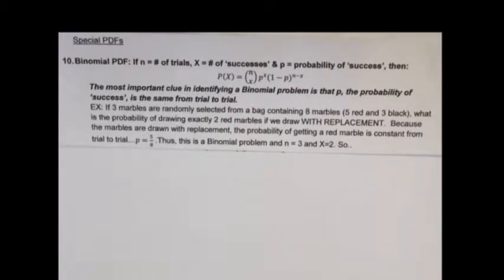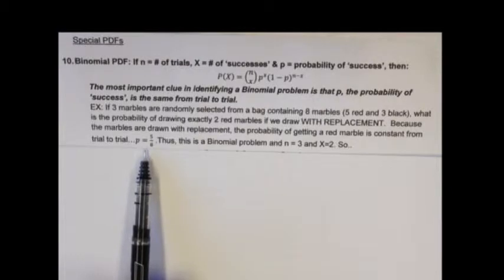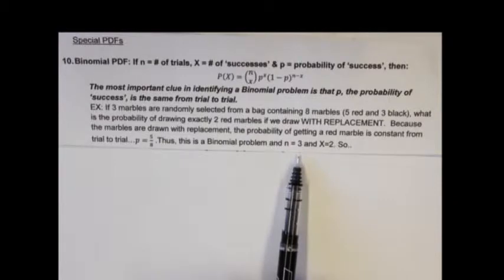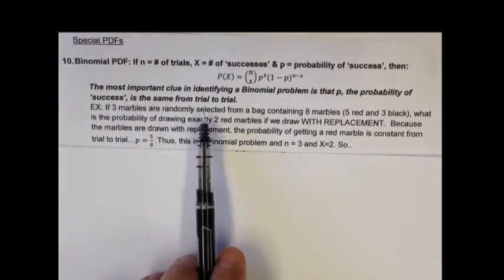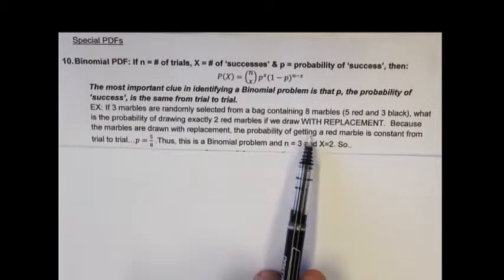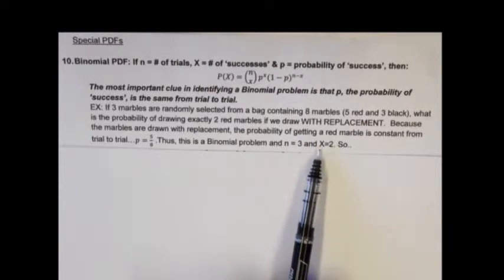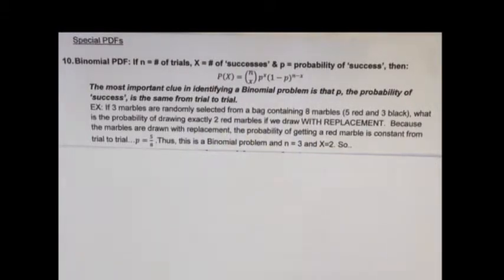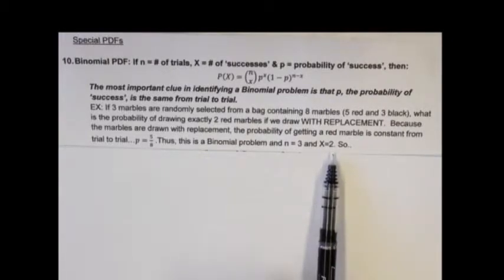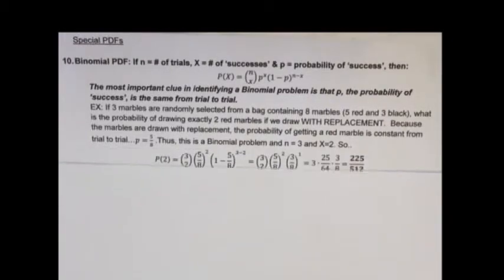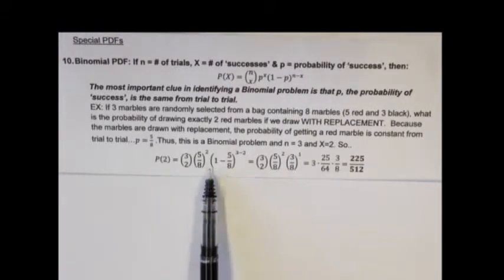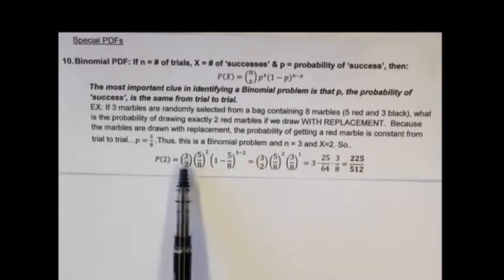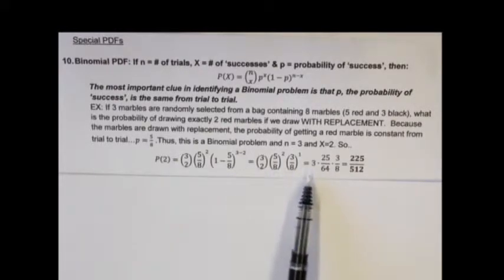And since there are 5 reds out of a total 8, that probability of success, getting a red marble, is going to be 5/8. You're doing it 3 times, 3 marbles selected, and you want to know the probability of getting exactly 2 reds. And again, x is the number of successes you're looking for, so success is getting a red. If you take those values and plug them in, I won't belabor the arithmetic, you do need to practice this, but 1 minus 5/8 is 3/8, and 3 minus 2 is 1, and you end up with 225 over 512.